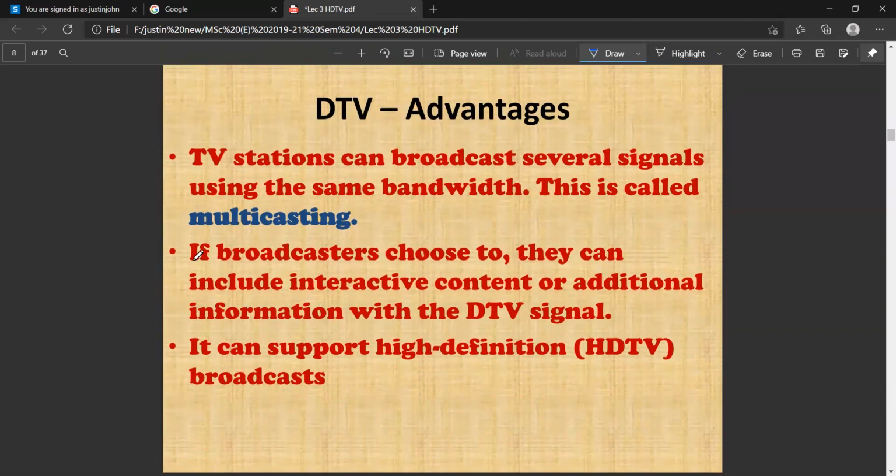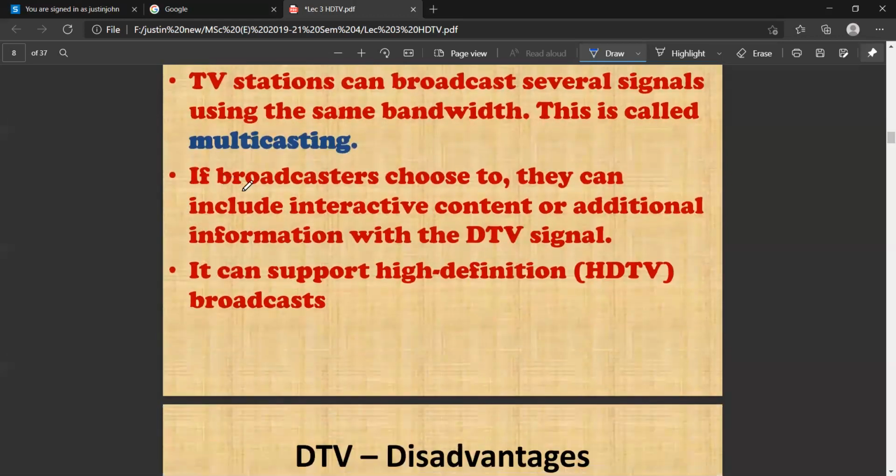Then another advantage is that with the same bandwidth, the same 6 megahertz bandwidth, more than one channel can be transmitted by a single broadcast station. This is not that easy in the case of an analog signal. When you convert a signal into a digital signal, you can use many techniques like code division multiple access, time division multiple access, and many other techniques so that you can transmit more than one channel using the same bandwidth which is allotted to a single broadcaster.